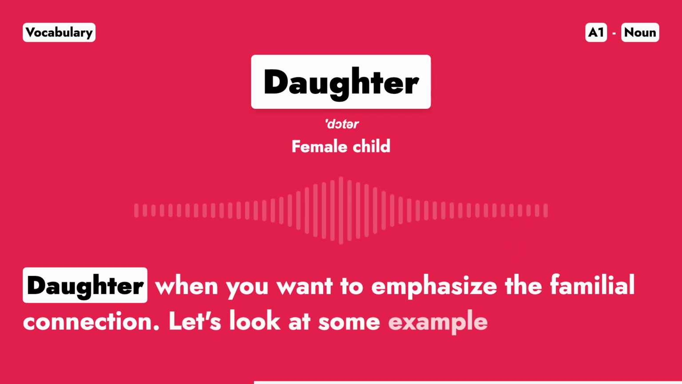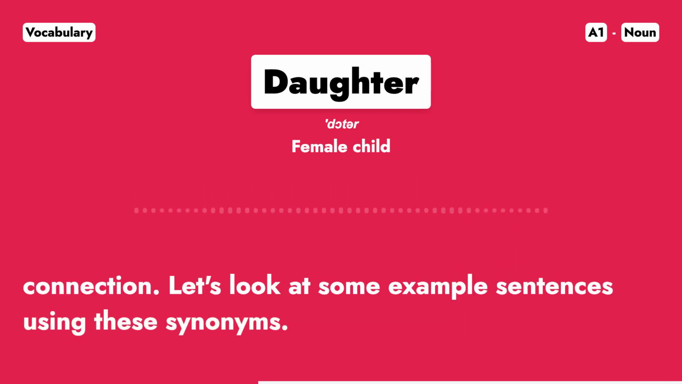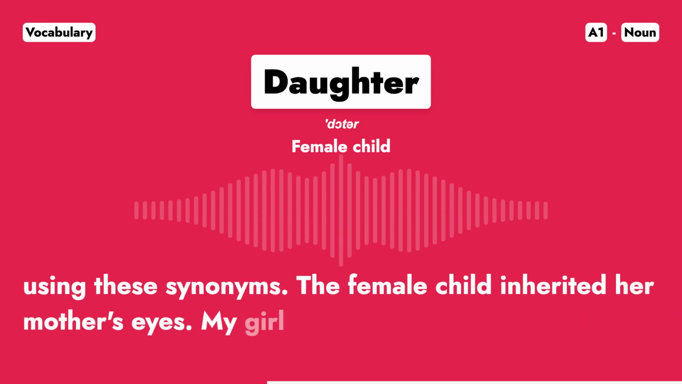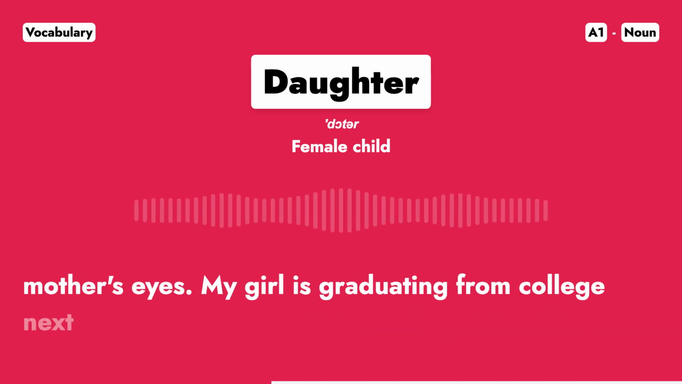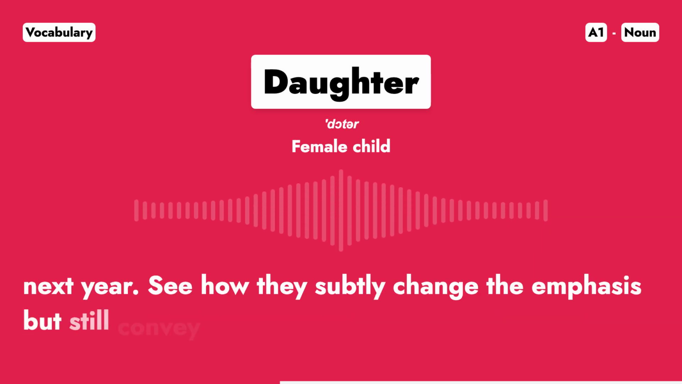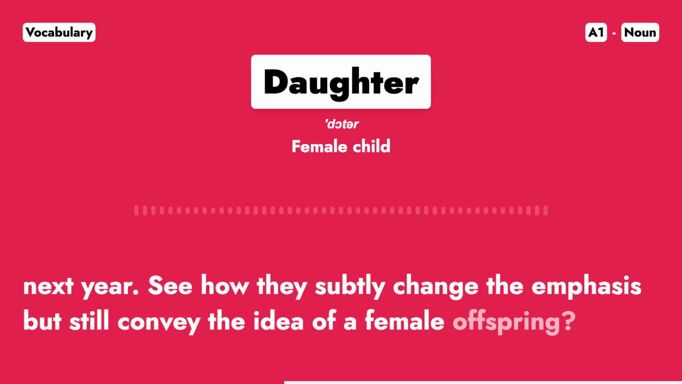Let's look at some example sentences using these synonyms. The female child inherited her mother's eyes. My girl is graduating from college next year. See how they subtly change the emphasis, but still convey the idea of a female offspring?